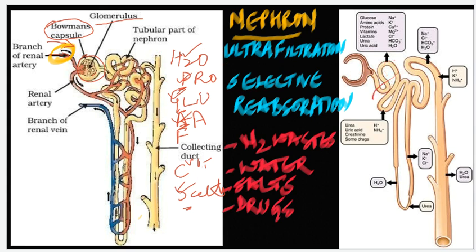At the beginning of the nephron, after the Bowman's capsule, in the initial part here of the nephron, reabsorption takes place. This is called selective reabsorption. It's not that all the salts will be reabsorbed, but all the glucose will be absorbed, all the amino acids will be reabsorbed, all the vitamins will be reabsorbed.